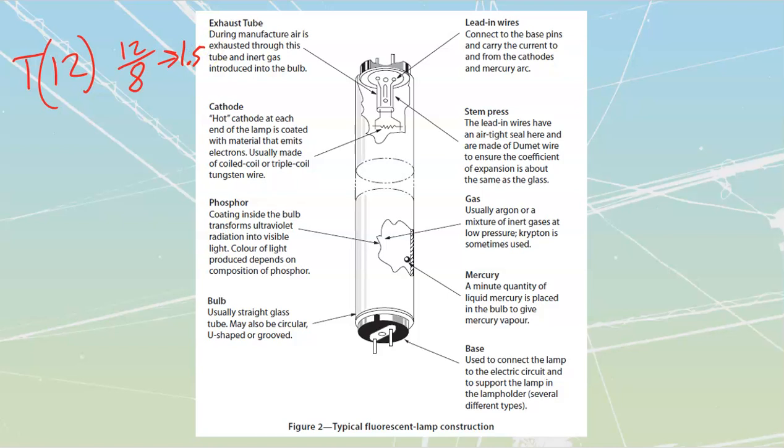A T8, you should all be quite familiar with T8 tubes. That's going to be 1 inch across, right? It's going to be 8/8, so it's going to be 1 inch across. A T5 is going to be 5/8 across. That's going to be those skinny little fluorescent bulbs that we have.